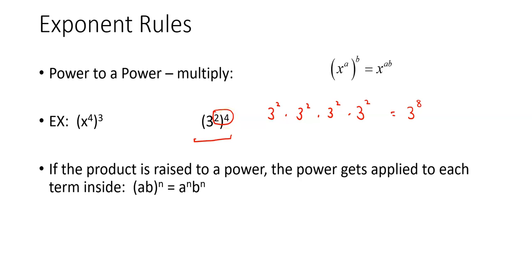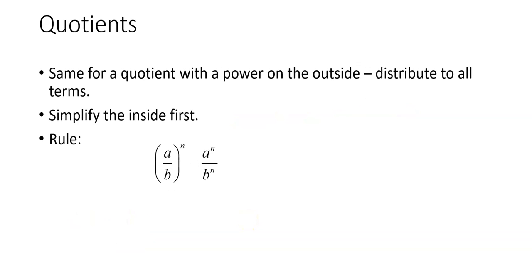If you've got a product raised to a power, so for example, a 4x to the 3rd, something like that, then the 4 gets raised to the 3rd power and the x gets raised to the 3rd power. So 4 to the 3rd is 64, so I can simplify this as 64x cubed. All right, for quotients, the power on the outside goes to everything on the inside. My little hint is simplify the inside first.